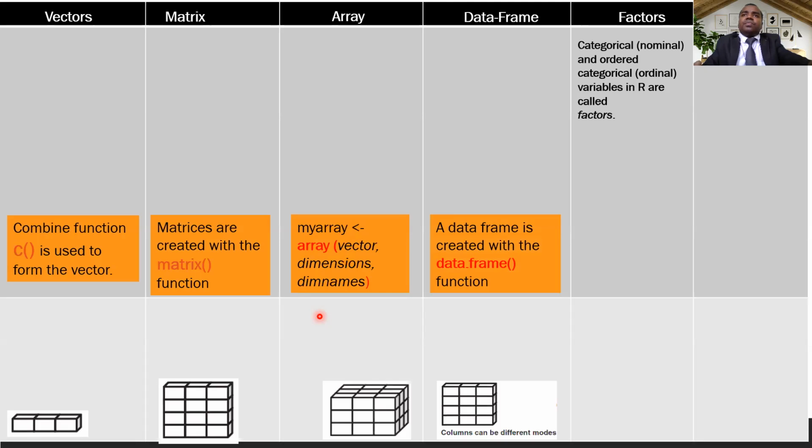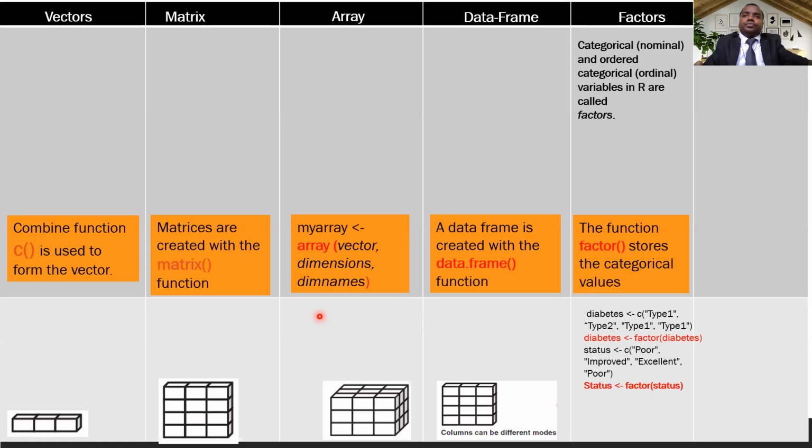Factors, as I have mentioned already, are your categorical variables. One is your nominal variable and the other is your ordered categorical or ordinal variable. These two are known as factors in R. If you want to convert a variable into a factor, you need to use the factor function in the programming tool. This is how we write a factor.